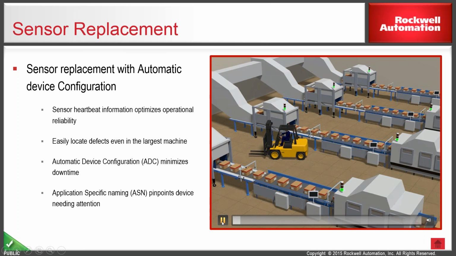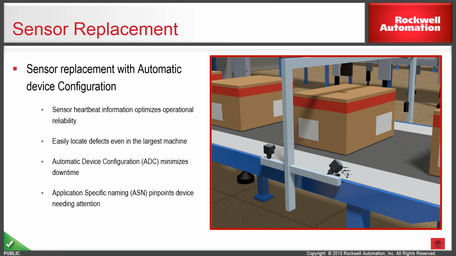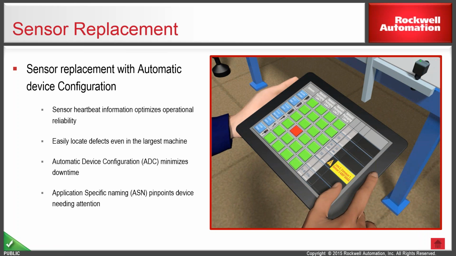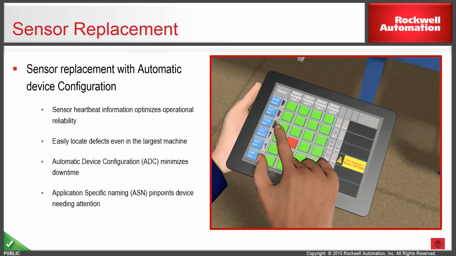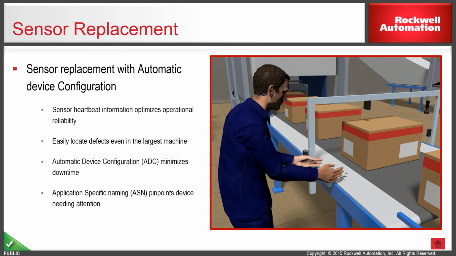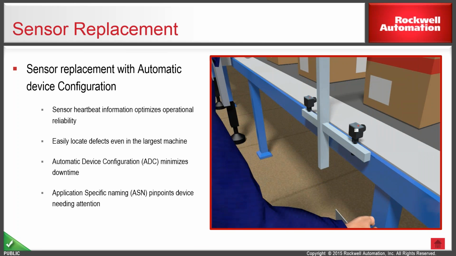In this application scenario, a forklift driver reverses into the packaging line, damaging the smart sensor. The maintenance person receives a warning on his mobile device that there is an issue with the sensor on line number 2, conveyor 1. The exact location and additional sensor information, such as the sensor's part number and supplier, is available via the mobile device. Having this information, he knows which sensor to select and install from stores.